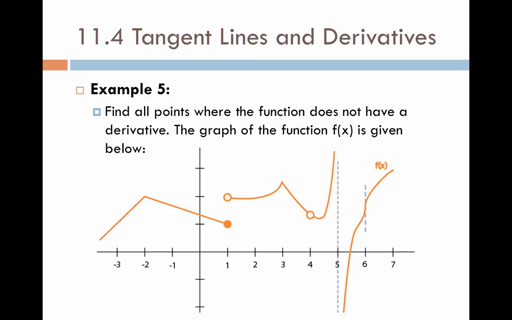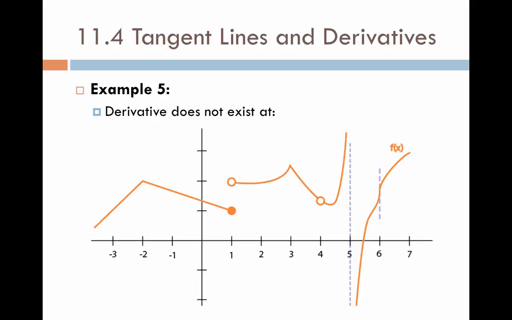So example 5. Find all points where the function does not have a derivative. The graph of the function f of x is given below. Okay, so I'm going to look at this graph from left to right. So the derivative does not exist at x equals negative 2, and that's because you have a sharp turn there. It also does not exist at x equals positive 1, and that's because you have a jump there.